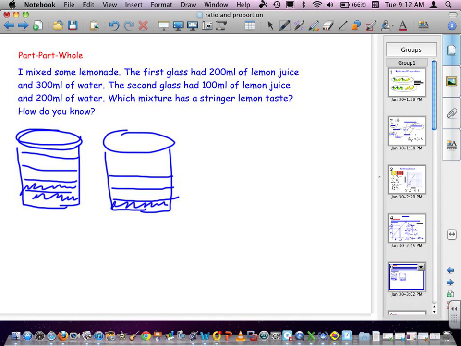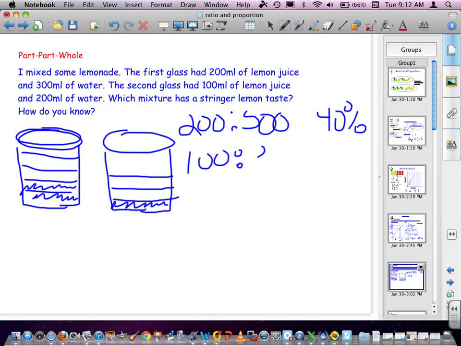Okay, so then how did you know which one had more? Because I did 200 to 300 to 500, which is 2 over 5, which is 40%, and maybe 33%. Okay, so you did part to whole, 200 to 500? Yeah. Okay, and you said that's 40%? Yeah. Okay. So the 40% lemon one is more lemony. Good. Did anyone do it differently?